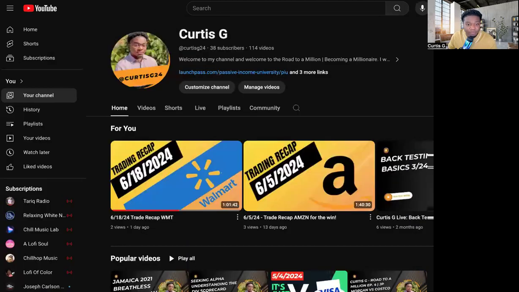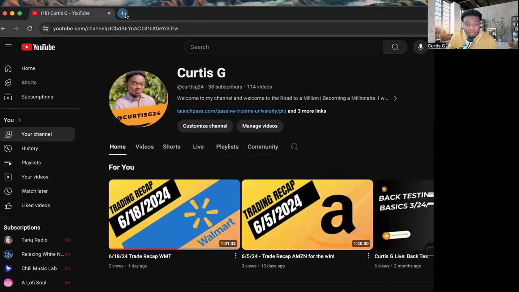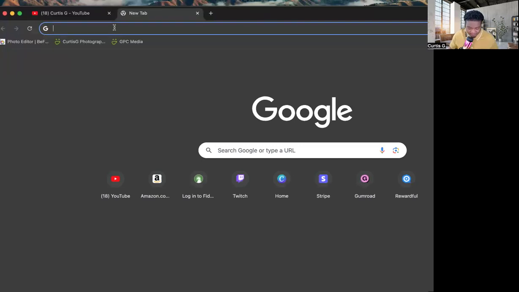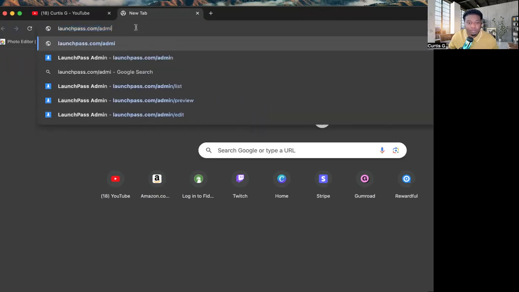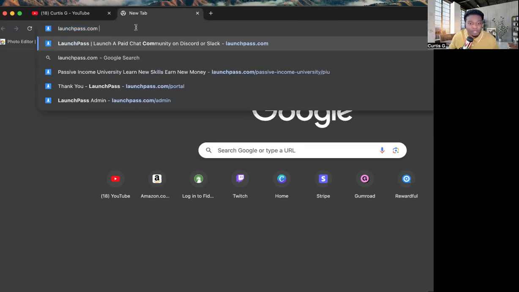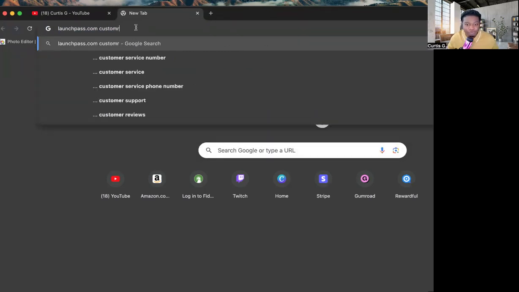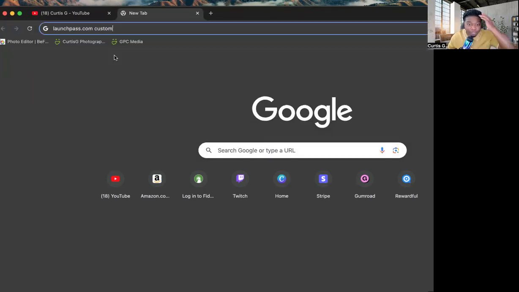So let me see if I can bring it up to give you guys an example. So if you join a Discord that uses LaunchPass to connect the two, right? That uses LaunchPass to sign people up, and then it directs new members to the Discord. There's a place where you got to go on LaunchPass, right? Let's go to LaunchPass, and I want to show y'all. I think it's LaunchPass Customer Portal. So if you do LaunchPass Customer Portal, it will give you the link to any Discord that you signed up with.